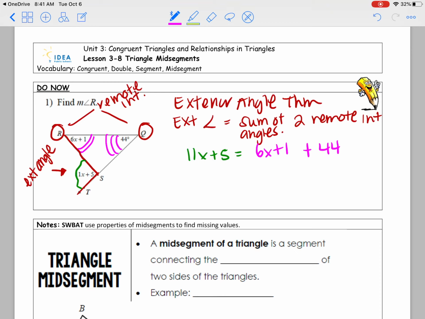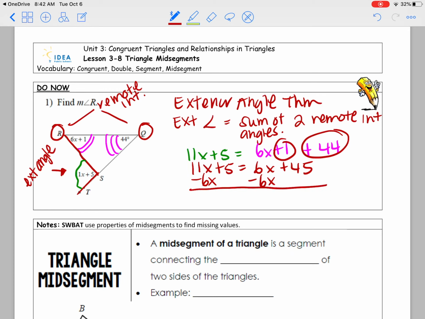Okay, let's go ahead and solve for x. We have 11x plus 5. We combine the like terms here, 6x plus 45. Since we have x terms on both sides of the equal sign, we're going to move the smallest x term, which in this case is 6x. And we get 5x plus 5 equals 45.